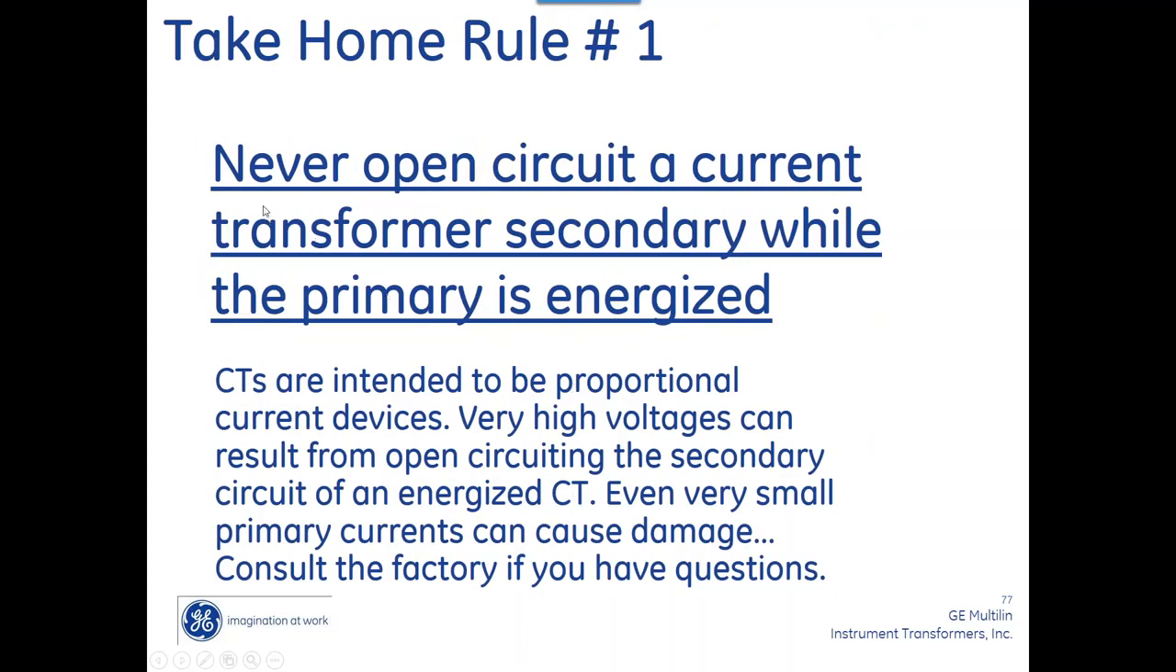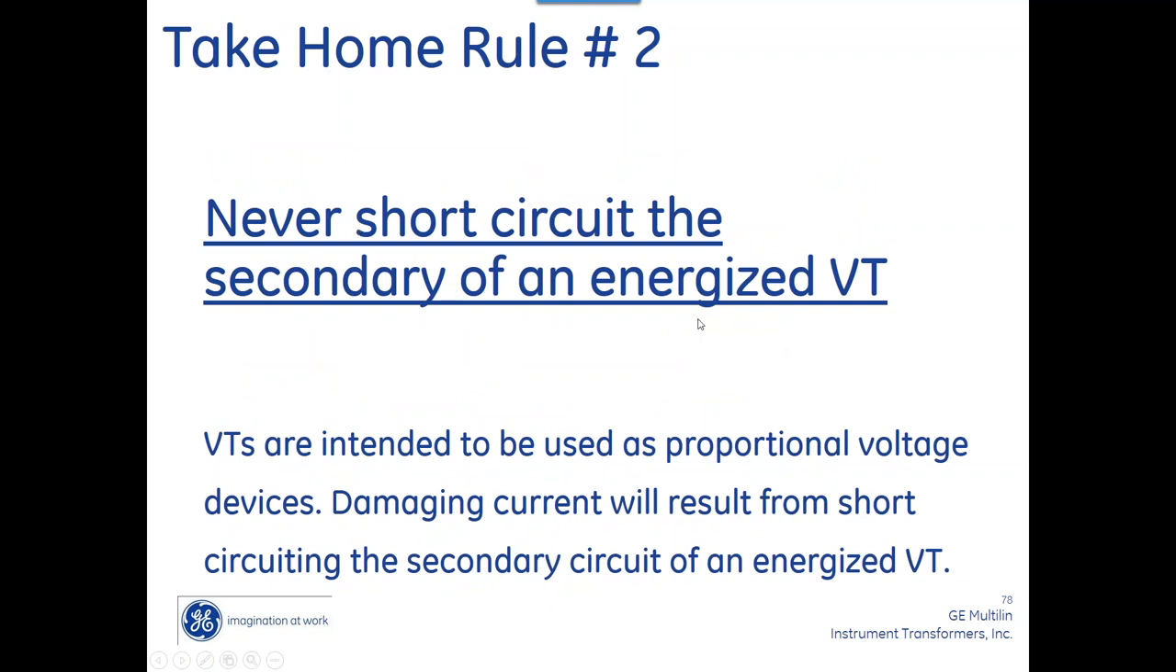So here's some take-home rules. I never want to open circuit a CT, okay? Because the CT, I've got current going through the primary, wants current going through the secondary. If that current has nowhere to go, it drives the voltage up. So never, ever open circuit a CT, okay? You never want to short circuit a VT. That's no different than taking the 120 volts coming out of a wall socket and touching the 2 leads together. You're going to short out. So you never want to short out a VT.